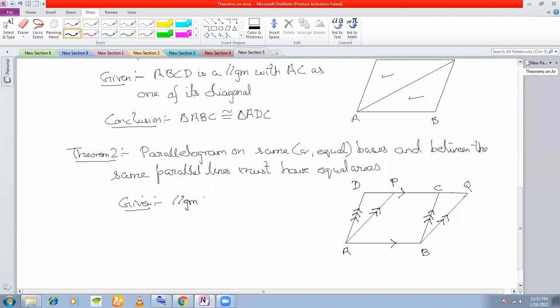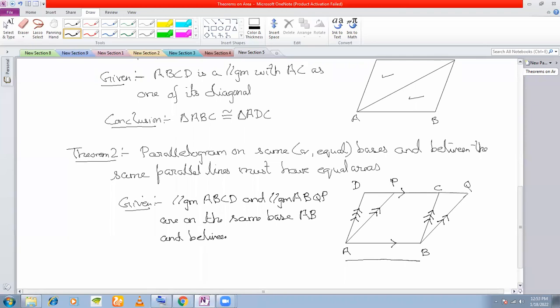Given parallelogram ABCD and parallelogram ABQP are on the same base. Which one is the base? You see AB is the base, they are on the same base, right? And between what parallel lines? If you see AB and DQ are parallel lines, right? So AB is parallel to DQ.